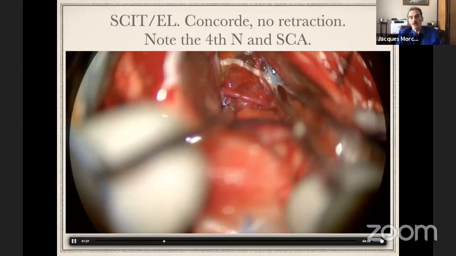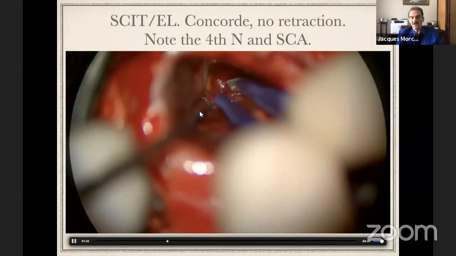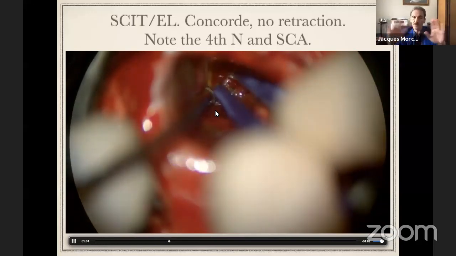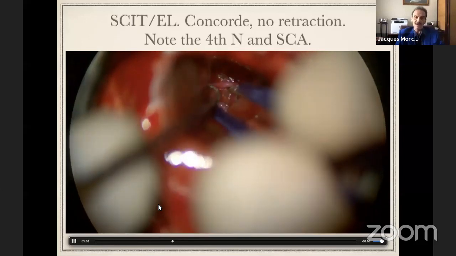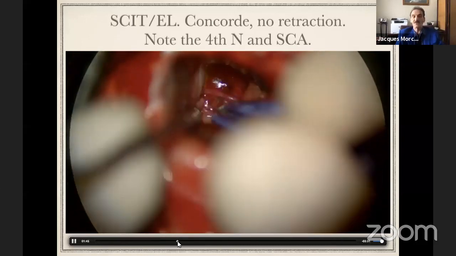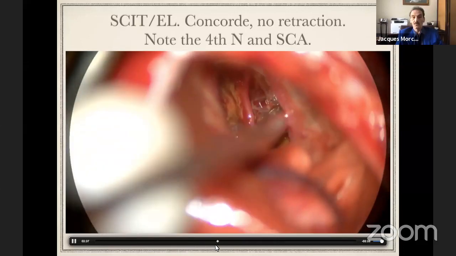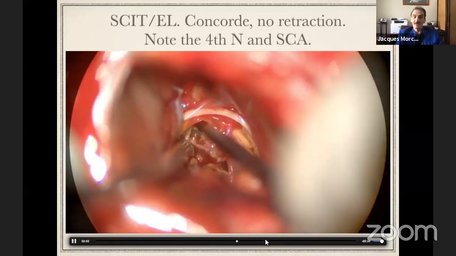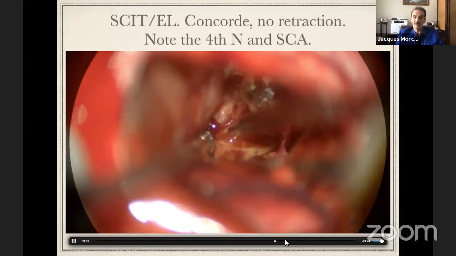Here is the fourth nerve. Here is the cavernoma. There is no need for the sitting position, although I have no problem with people using the sitting position for this. Just in my hands, I find it totally unnecessary. If you use CSF drainage and you use the Concord position, we will remove this cavernoma completely, lifting the fourth nerve to the top, superiorly.